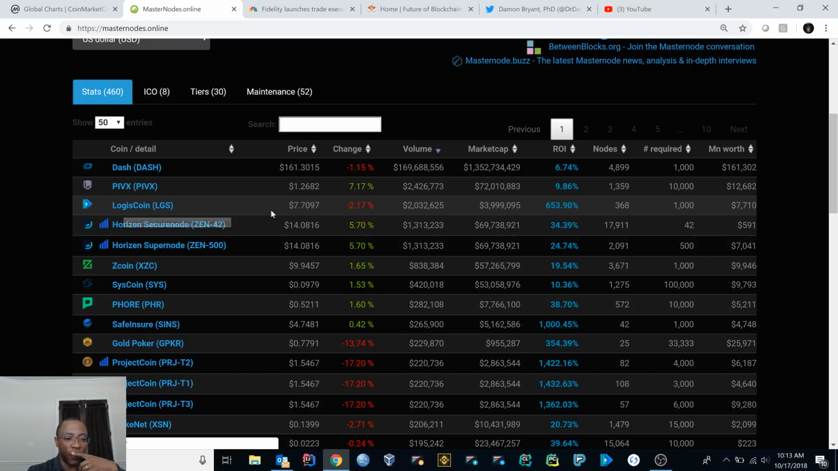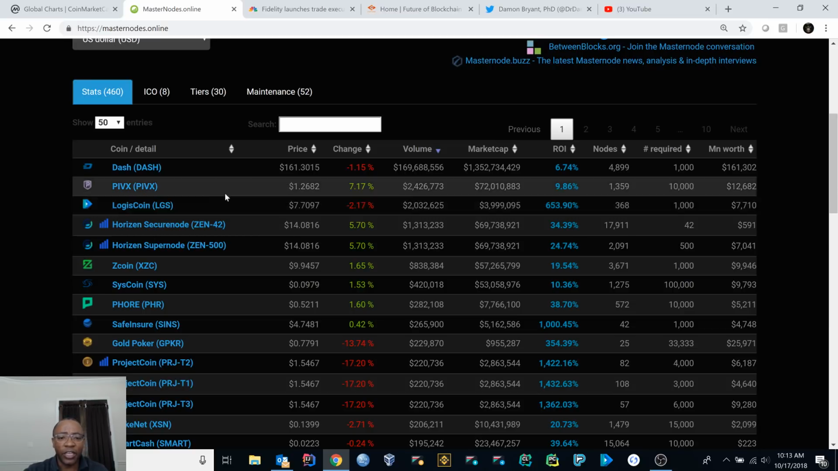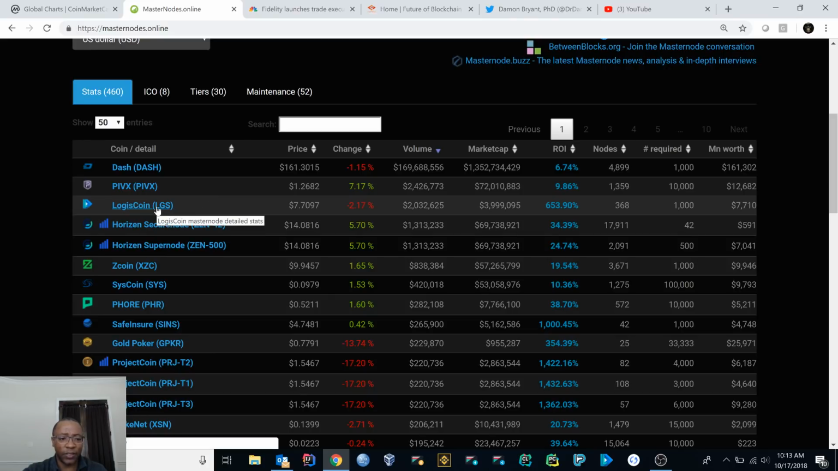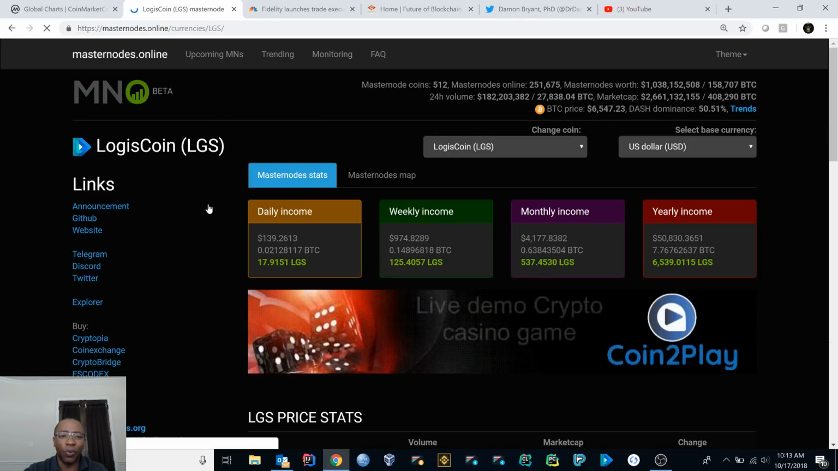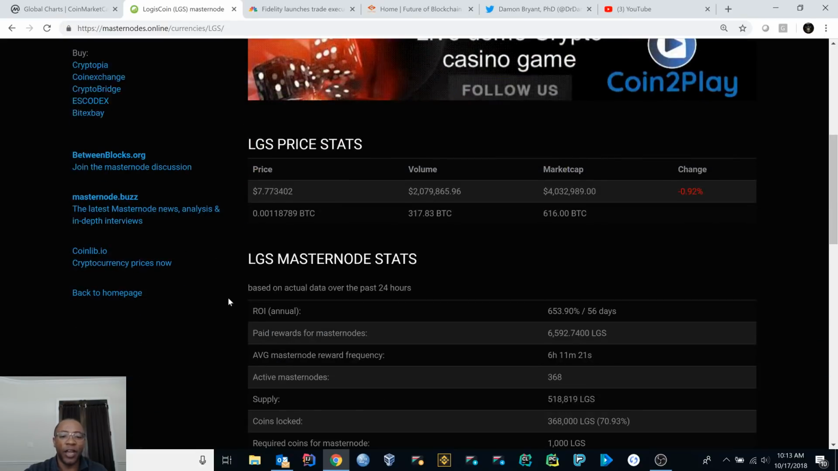We're focused on Logis Coin. Right now, price action is $7.71 in terms of its nominal coin price, down 2.17% from yesterday. $2 million in volume, about 4 million in its overall market cap, 653% ROI with 368 masternodes at a value of $7,710 each. So it's still in a pretty solid position. Had a pullback, but $139 per day.